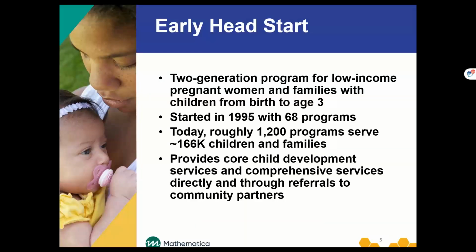All right, so Early Head Start is a two-generation program that began in 1995 as a federal initiative for low-income pregnant women and families with infants and toddlers up to age 3. This is younger than the ages served by Head Start. By two-generation, we mean that Early Head Start is intended to both enhance child developmental outcomes, but also provide supports for the rest of the family. The program has grown from the initial 68 grantees to nearly 1,200 grantees, serving more than 166,000 low-income children and families nationwide. Early Head Start programs provide a wide range of services.